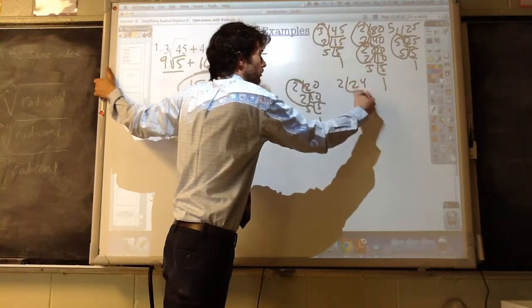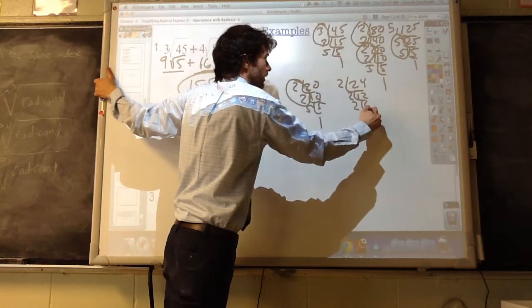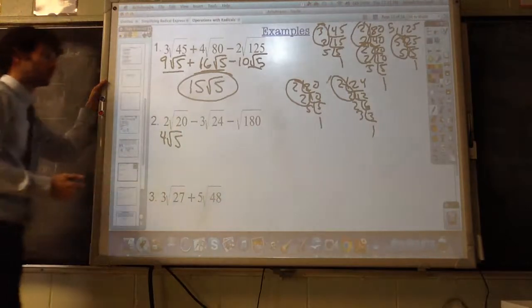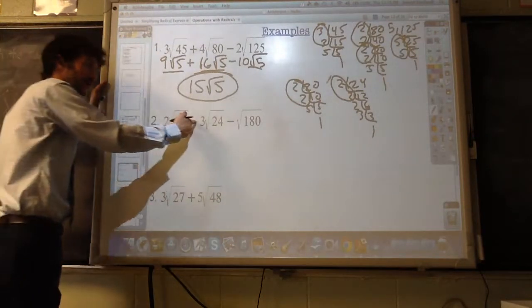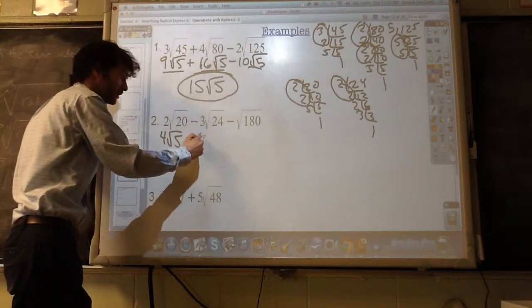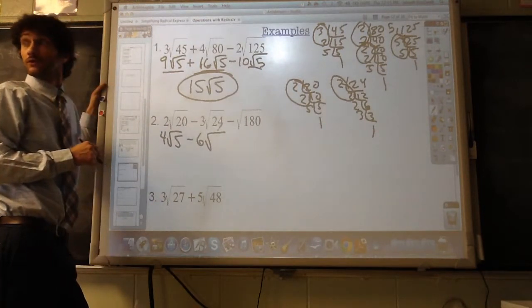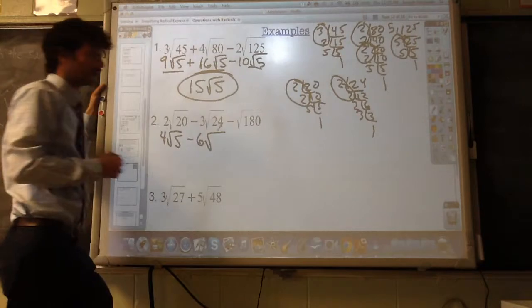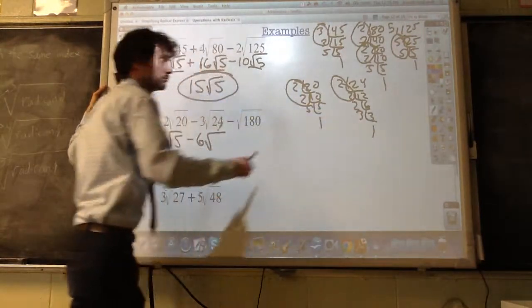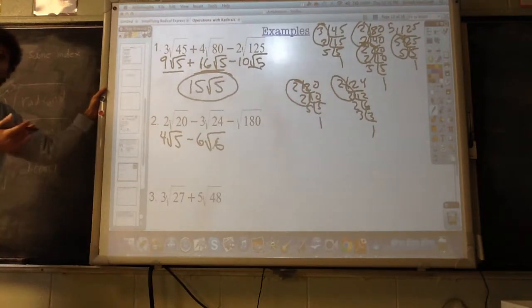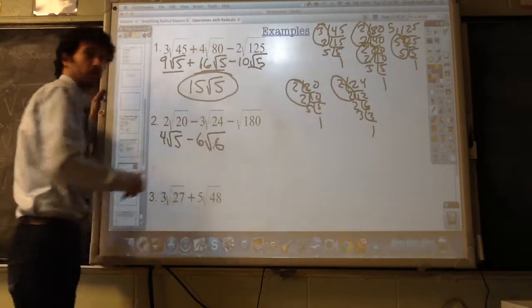2 times 12, 2 times 6, 2 times 3, 3's prime. So I got a pair of 2s. So I get to pull out a 2, multiply it times the negative 3 that's there to give me negative 6. And what do I put back? I put back 2 times 3. So those aren't like radicals. That's okay. Maybe this one will be a like radical in one of them.